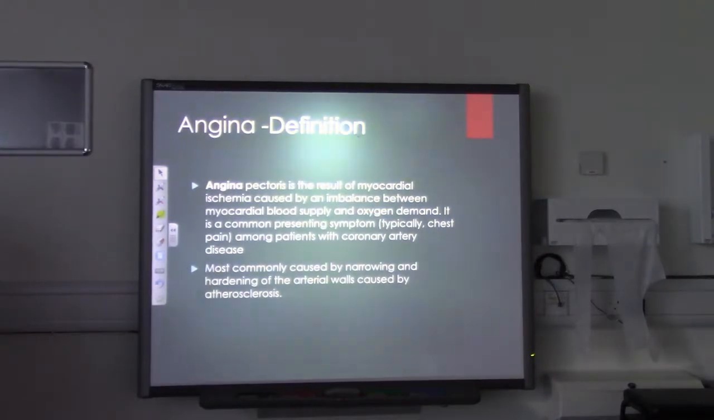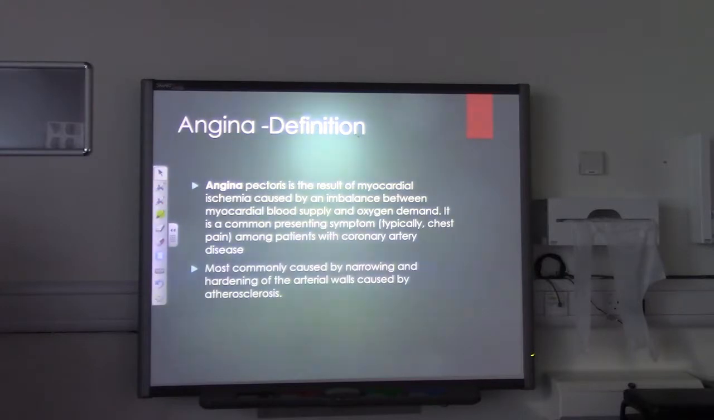So if we look at a definition, it's often referred to in the literature as angina pectoris, which really means pain in the chest, and it results from an imbalance between supply and demand to the myocardium, or oxygen demand to the myocardium. It has a common presenting symptom, which is typically chest pain, although a lot of the literature would suggest that it's more of a discomfort than pain.